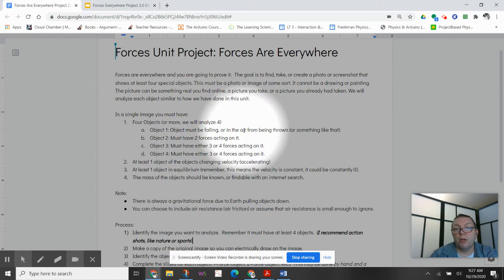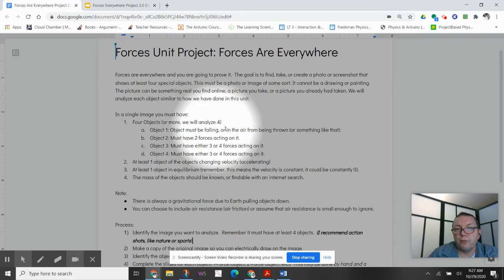This thing that's falling should not be propelled, so it shouldn't be like a plane or a helicopter or even a bird or something like that. That doesn't quite work for the falling. It could work for the objects 2, 3, 4, but not for object 1. So it could be anything, but not anything that's falling, not just anything that's in the air.